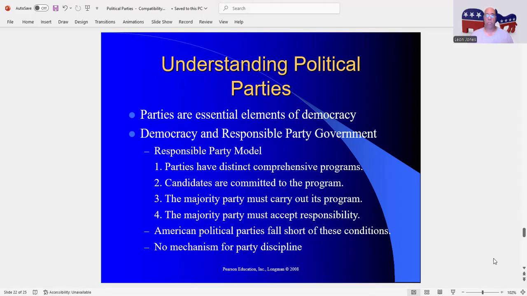Democracy and responsible party government, the responsible party model. Parties have distinct comprehensive programs. Candidates are committed to the program. The major party must carry out its program. The majority party must accept responsibility. American political parties do fall short of these conditions, and there is no mechanism for party discipline.